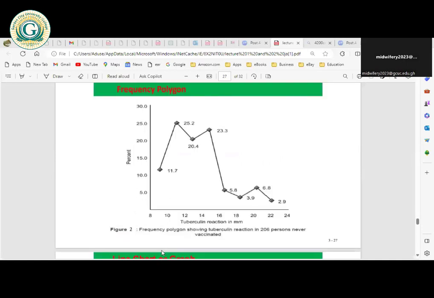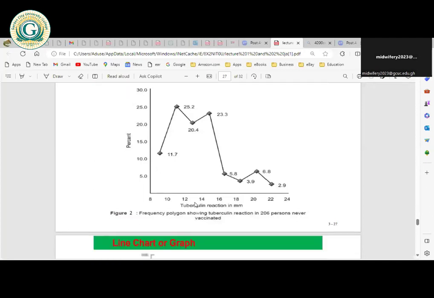And then we have what we call the frequency polygon. For the frequency polygon, the only difference between that one and the histogram is, remember that for the histogram, you could use midpoints to draw them. And so when you get your midpoints, this time around, you just join the points. That is what we refer to as a frequency polygon.